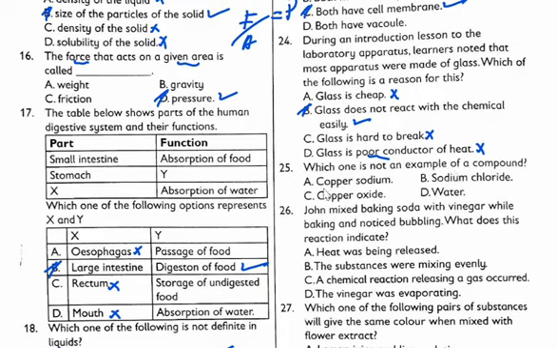Number 25. Which one is not an example of a compound? So you know that a compound is whereby we have two or more elements which are chemically combined. A, copper sodium, B, sodium chloride, C, copper oxide, D, water.